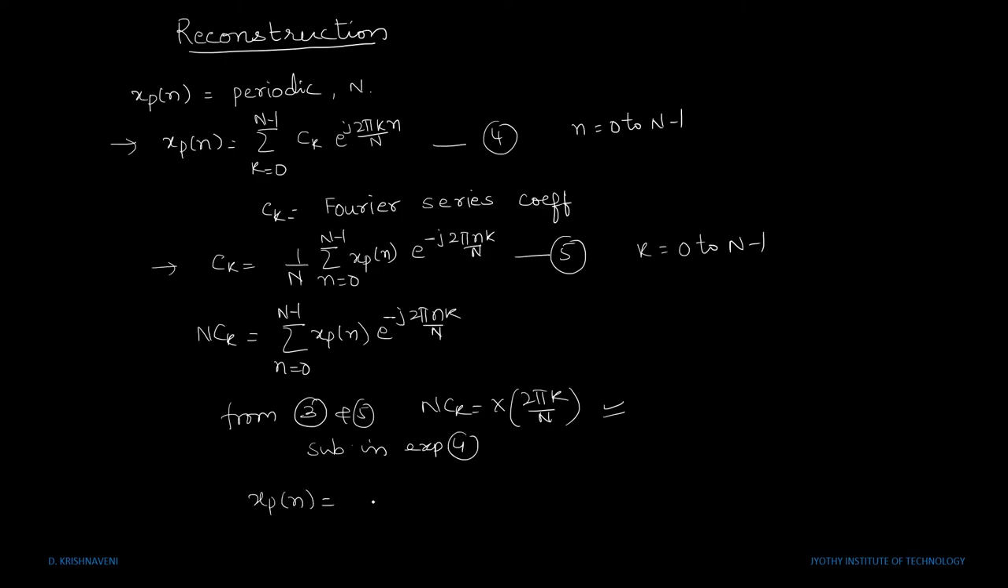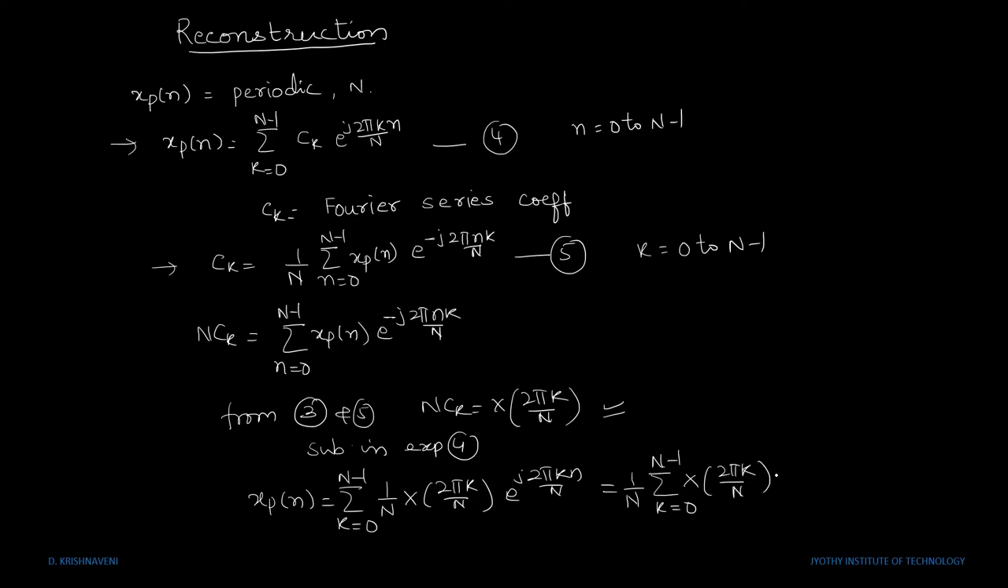xp of n is equal to summation k equal to 0 to N minus 1. Instead of ck, I have 1 by N X of 2 pi k by N, then into e to the power of j 2 pi k n by N. So 1 by N is independent of the variable k. So I'll write it as 1 by N summation k equal to 0 to N minus 1 X of 2 pi k by N e to the power of j 2 pi k n by N. So xp of n can be obtained back from X of 2 pi k by N.